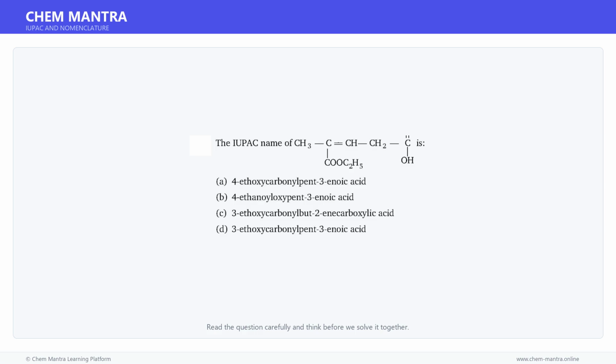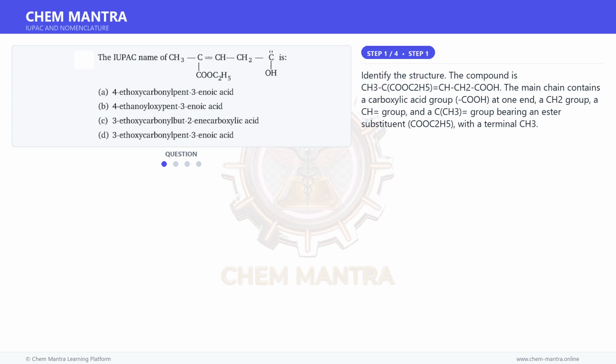Here is a question. Read it carefully and think about the answer. Let us solve it step by step. Let us begin solving this step by step. Identify the structure. The compound is CH3C(COOC2H5)=CH-CH2-COOH.